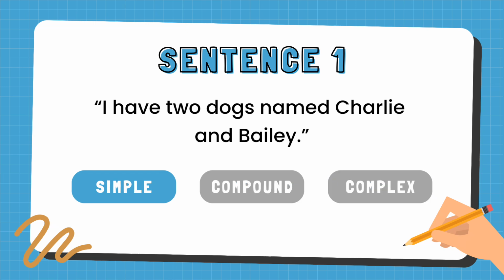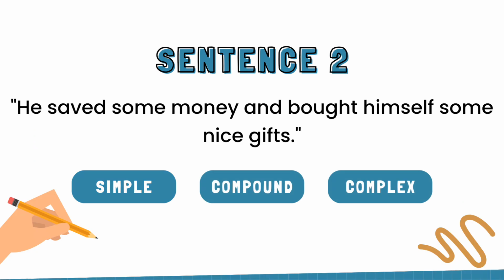The sentence I have two dogs named Charlie and Bailey is a simple sentence because it contains only one subject, only one verb, and only one object and a modifier. It contains a single independent clause, so it expresses a single thought also. That is why it is referred to as a simple sentence. He saved some money and bought himself some nice gifts.